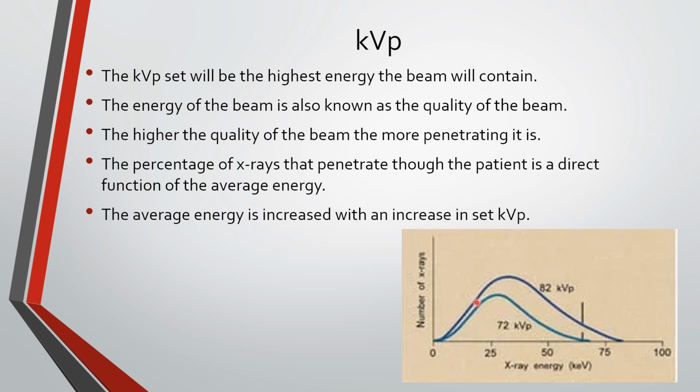We can also see if we took the value and how much of each one of these there is, each one of these quantities all the way through each one of these graphs, the average energy of the one that's set higher, set to 82, is going to be higher. So the average energy is increased with the increase in kVp as well. And the average energy of the beam is what we're interested in for the penetration during imaging.